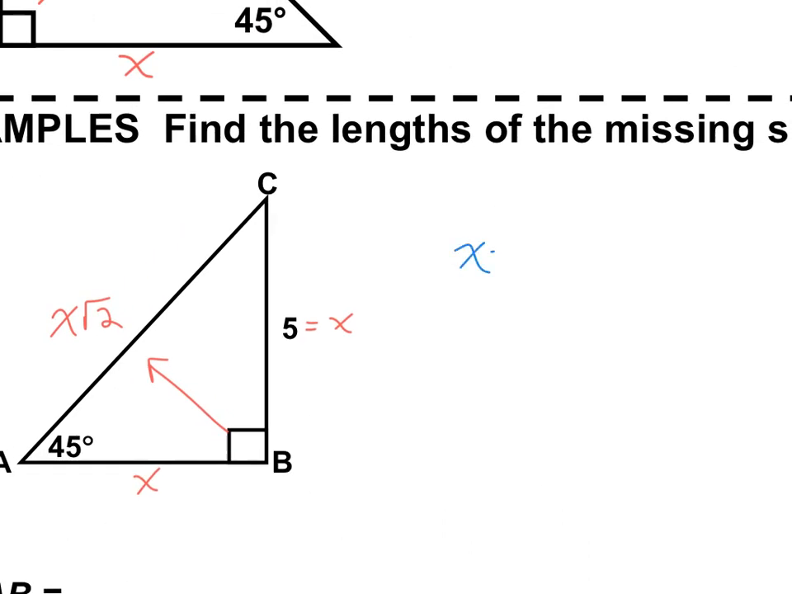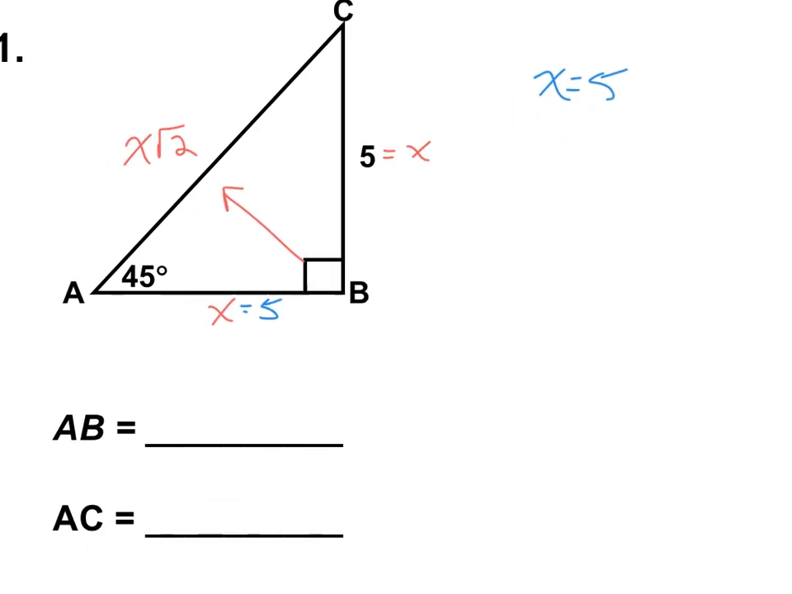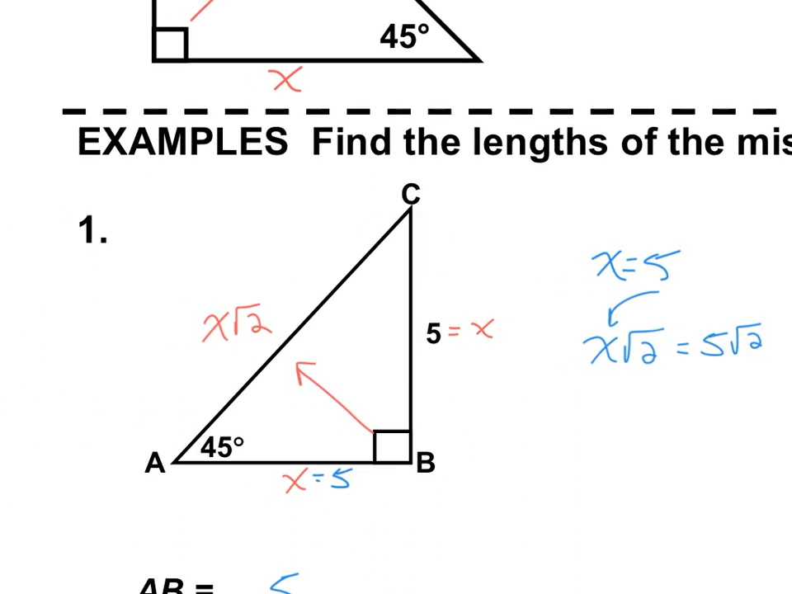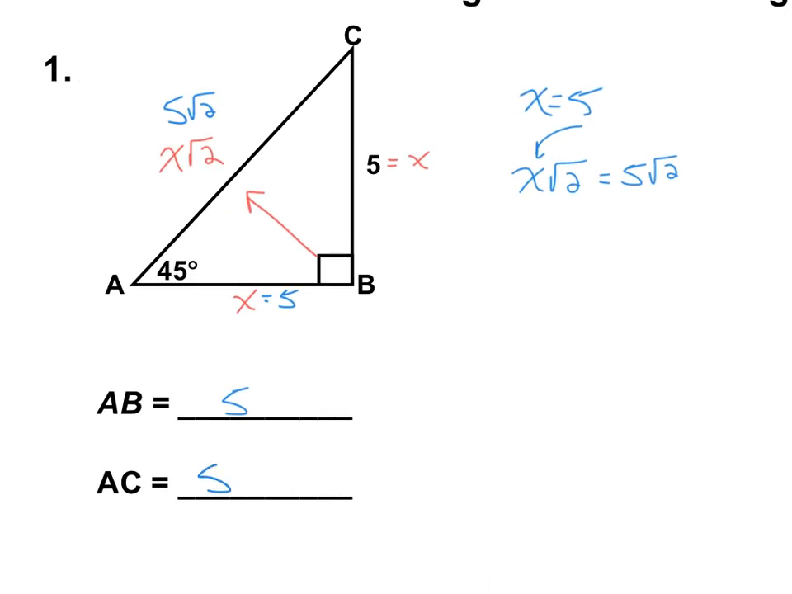Well, if x equals 5, that means that this bottom leg is also 5. So AB is 5 units. The next one is x square roots of 2. Well, I know that x is 5, so in this case I can just substitute it in, and you get 5 square roots of 2. So AC is 5 square roots of 2.